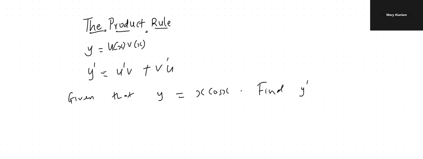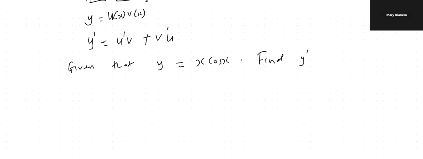Okay, so in this case we are going to name one of our functions as u and the other one as v. So we let u be x, the first function, and then we let v be the other function, which is cos x. So this is a product of two functions. The first function here is the algebraic function x. On the other hand, cos x is a trigonometric function.